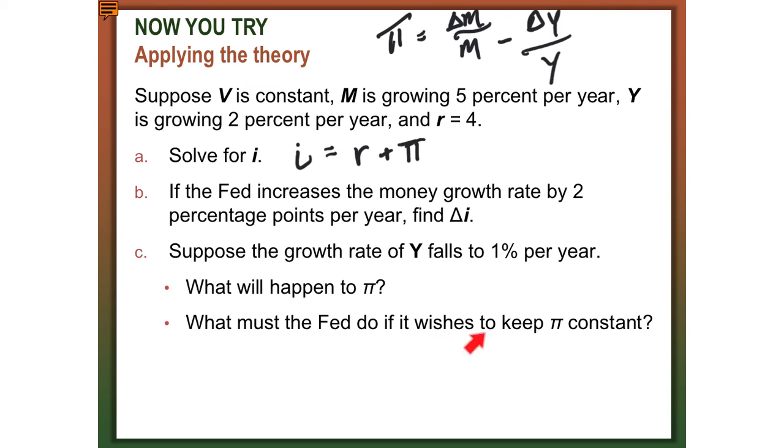So if the Fed wants to keep inflation constant, they're going to have to make an adjustment to match this change in GDP growth. So if GDP growth slows, then the growth rate of money should slow by the same amount.